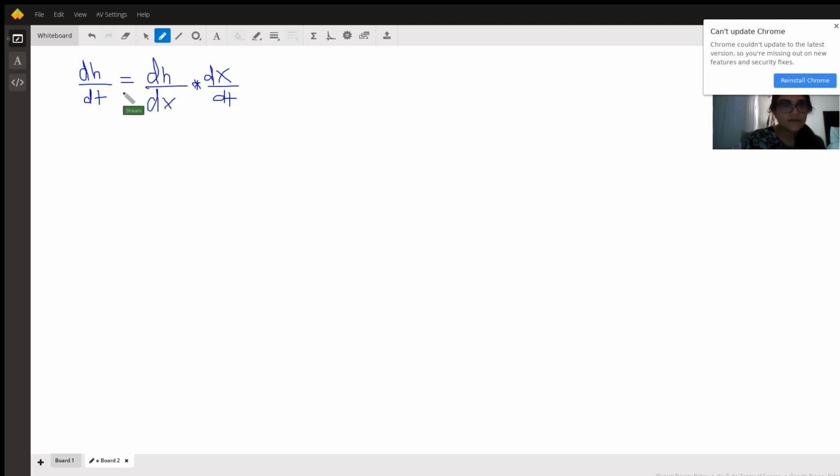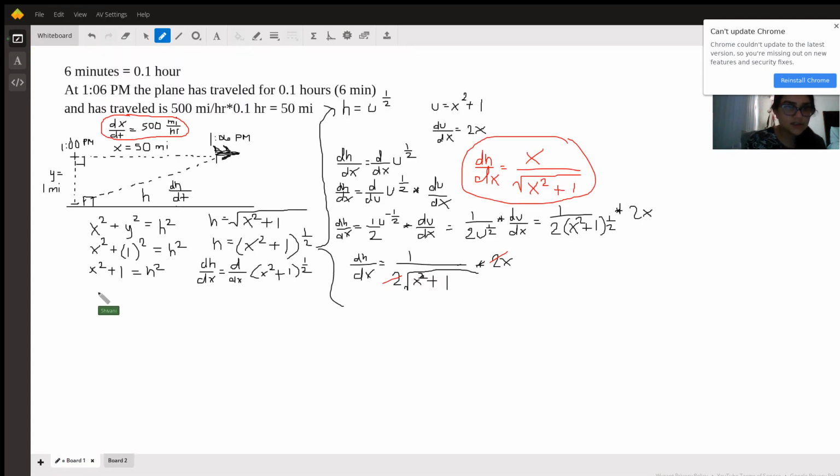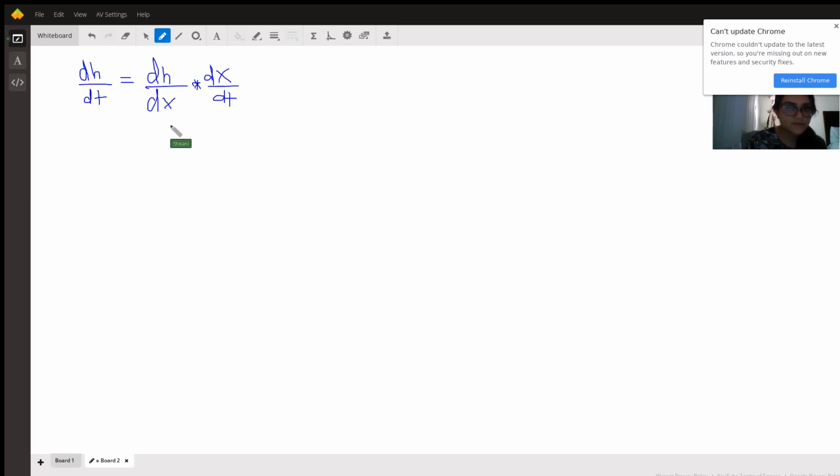So now that we've derived an expression for dh over dt in terms of dh over dx and dx over dt, we can compute the value of dh over dt when x is equal to 50 miles. Because if you recall, we found that x was 50 miles at 1:06 p.m. And the question is asking us to find the instantaneous rate of change of this distance at 1:06 p.m. So we can go ahead and substitute x equals 50 miles. So let's first write this expression.